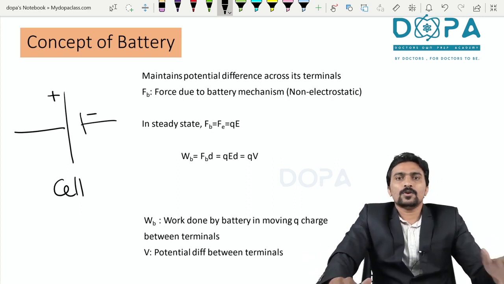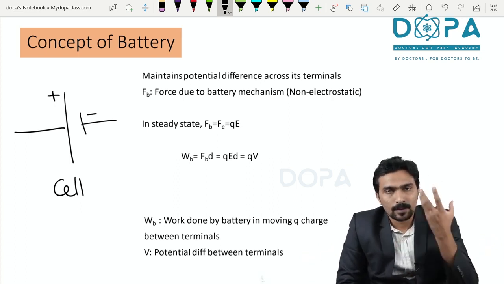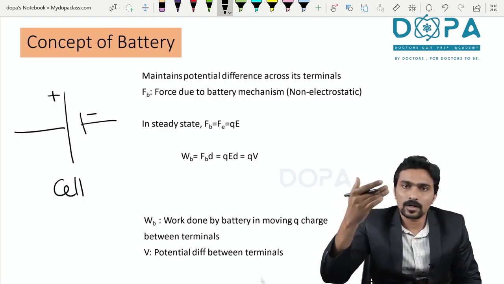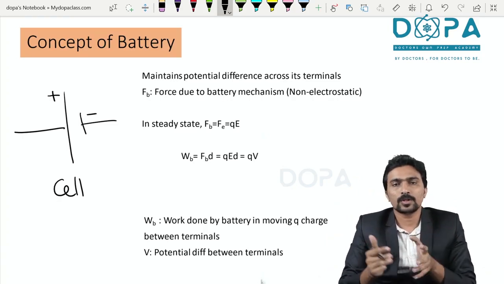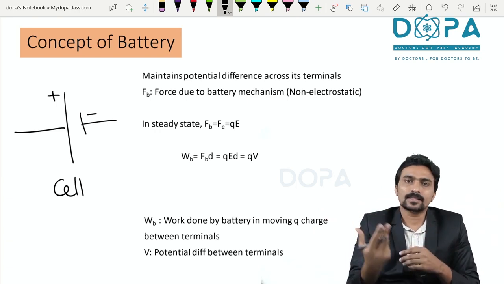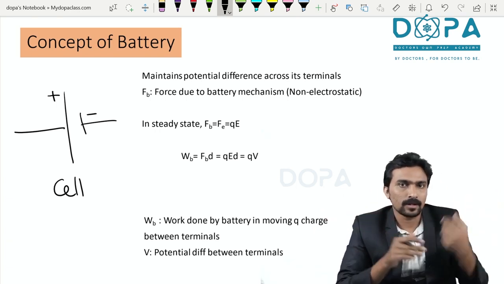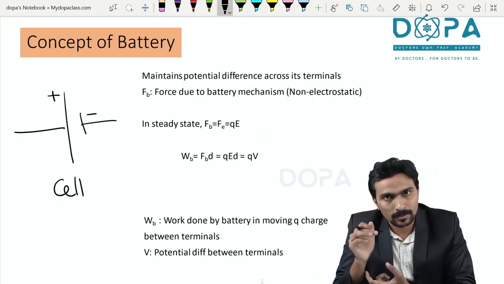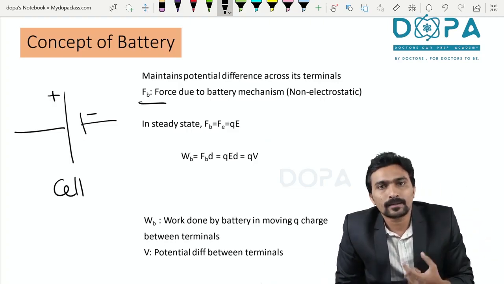Okay. So what happens inside a battery? The chemical part of it, the chemical reactions occurring inside the cell that you learn in chemistry, with the different chemicals, different compounds, different molecules. I'm sure you have learned it in chemistry. And that is the reason why electrons are able to travel from one terminal to another terminal. Okay, and we call that force due to battery mechanism. Here it is represented by FB, force due to battery mechanism.